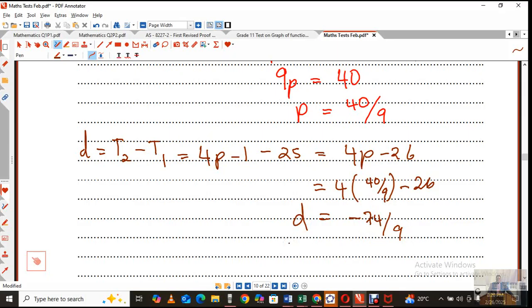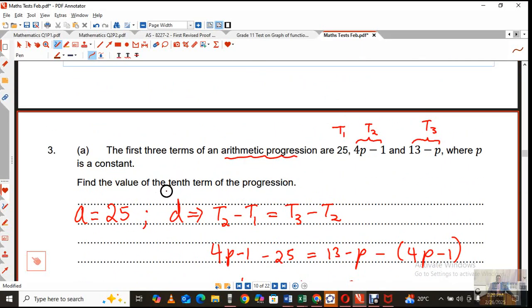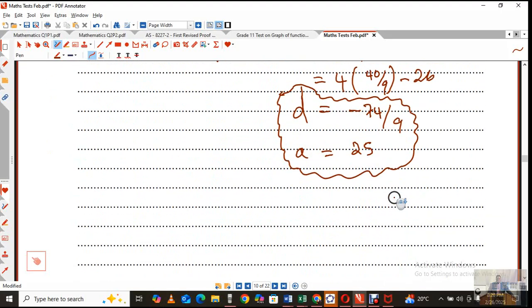What does the question ask us? We now know what our a is. Our d is equal to that. We also know that our a is the first term, which is 25. So I have got my a and my d, the common difference. But the question is asking us to find the value of the 10th term. So you have to use T sub n. For you to find the value of the 10th term, you must use T sub n of an AP, which is a plus n minus 1 times d. So we just have to plug in our a, n as 10, and our d as that value we got, minus 74 over 9.